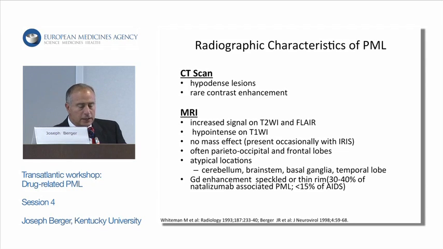Now, in the era before the availability of highly active antiretroviral therapy, just under 10% of the patients in this series had CT scan enhancement with iodinated contrast, and just under 15% had gadolinium enhancement on MRI. And so I couldn't tell you whether this was the consequence of IRIS or not. We weren't treating them with anything, and we didn't biopsy that many of them.